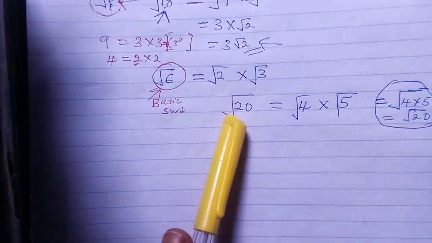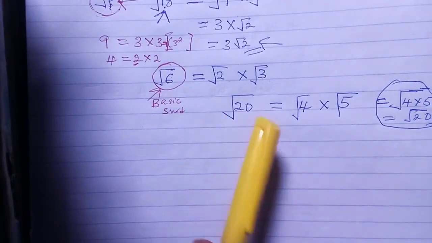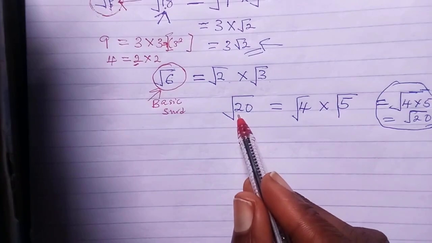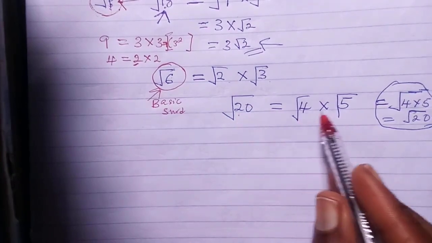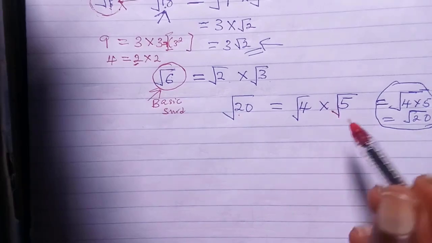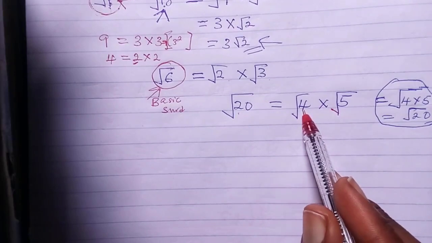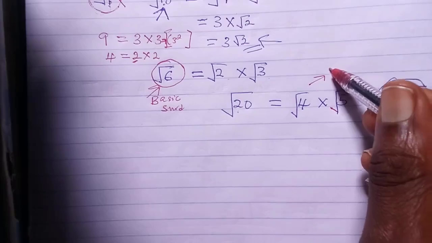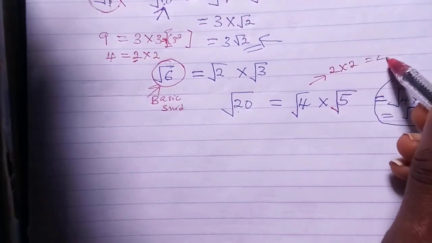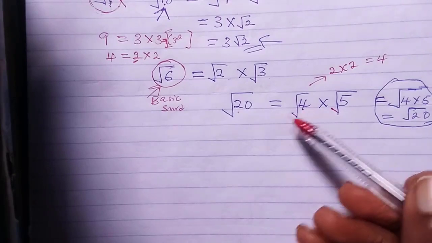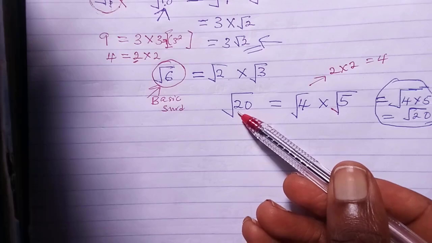Now, is this root 20 in its basic form? The answer is no. Root 20 cannot be in basic form. Why? Because after breaking it down, one of the numbers is actually a perfect square, which is 4. 4 is a perfect square because 2 times 2 is 4. So because of that, root 20 is not going to be a basic surd.